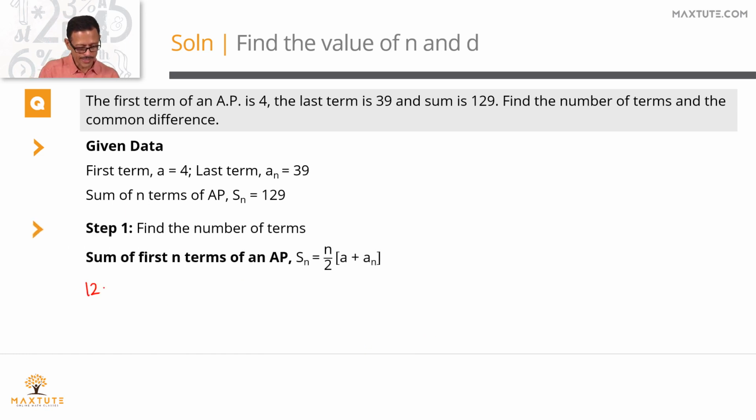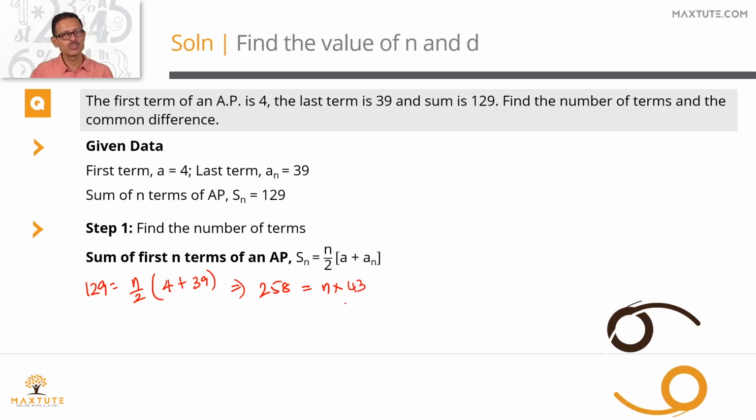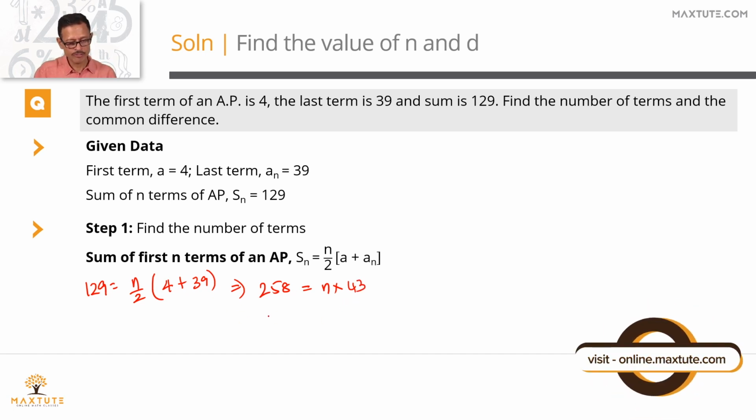Sum is equal to 129. This is equal to, we're trying to find out the value of n. First term is equal to 4. Last term is equal to 39. Cross multiply, you'll get 129 into 2. That's equal to 258. This is equal to n times 4 plus 39, which is 43. Divide both sides by 43. If I divide 258 by 43, it's equal to 6. And the right hand side is going to be n. So the number of terms, we have computed it to be 6.